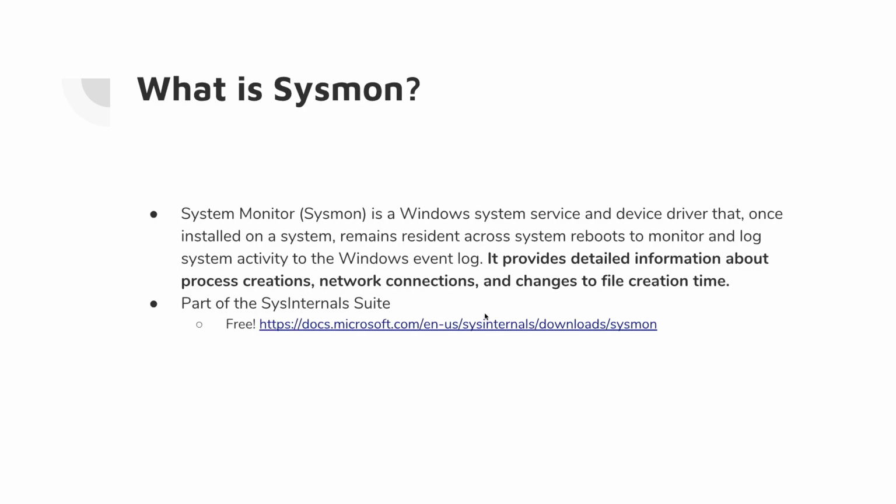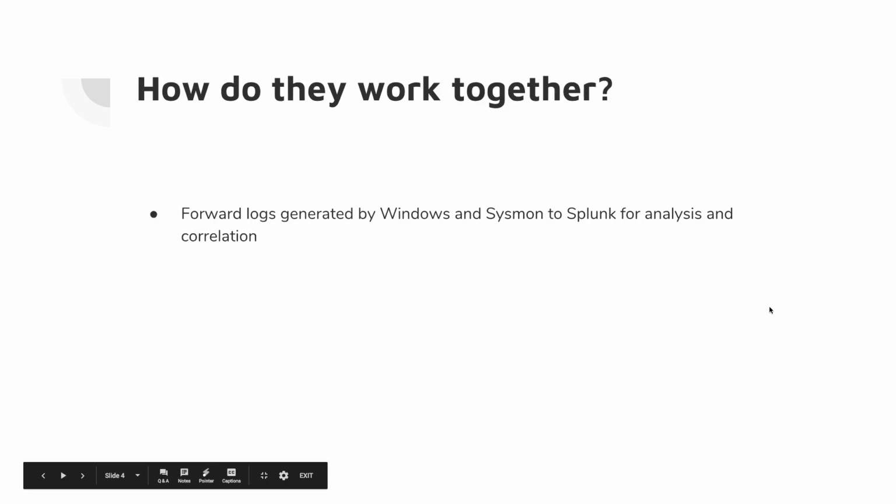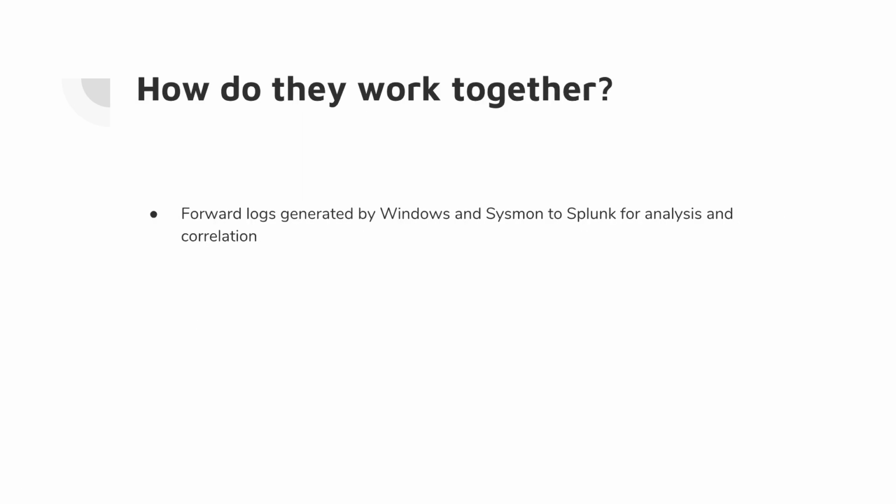Sysmon is a Windows tool, and this is the definition straight from their website. It installs on top of the Windows event log and viewer to provide detailed information about process creations, network connections, and changes to files. It's part of the Sysinternals suite, so it is free. There's the download link. And how do they work together? We're going to forward the logs that Windows and Sysmon generate to Splunk, and then we'll analyze them in there.